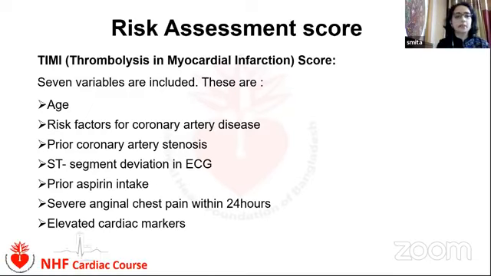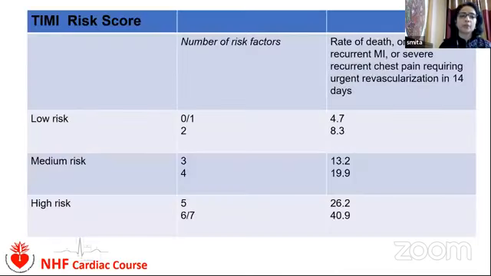It has 7 variables: age more than 65 years, risk factors, prior coronary disease, prior aspirin intake, severe angina, chest pain within 24 hours, and elevated markers. Each variable carries 1 point. So the greater the number, the greater the risk of cardiac events in hospital within 14 days. High risk actually includes 5/7 or 6/7.